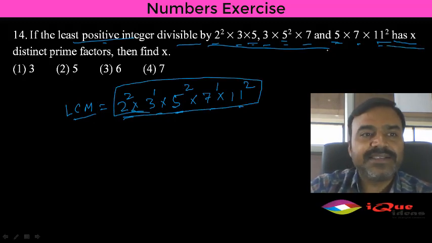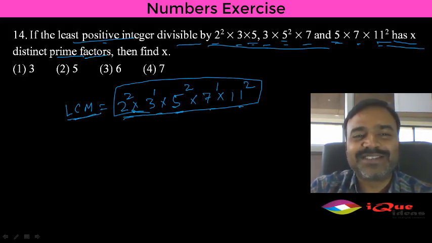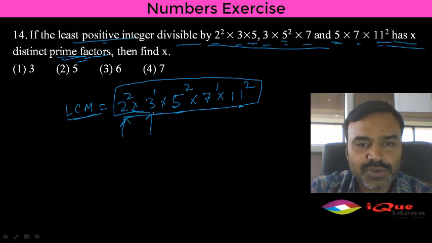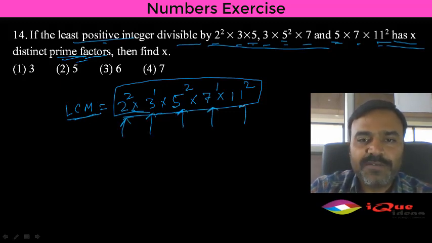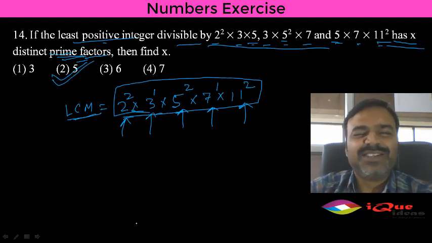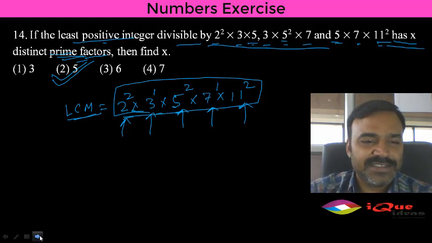Now, this number has x distinct prime factors. So this LCM has distinct, how many prime factors are there? Counted. So 1, 2, 3, 4, 5. So there are 5 prime factors of this number. Second option is the correct one. Just read the question carefully. The question will be very, very easy.